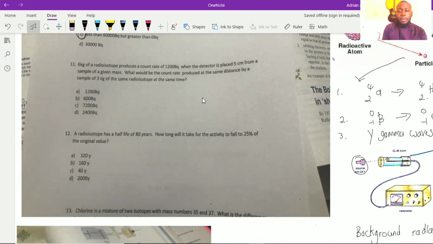All right, so let's start by illustrating what this question is asking. So that we have a 6 kilograms sample. Just draw a mass right here. And this 6 kilogram sample is placed 5 centimeters from the detector, but that isn't changed, so we don't need to take it into account. But it has a count rate of 1,200 becquerel. And they're saying, what would be the count rate if for the same radioisotope, same substance, instead of 6 kilograms, we had 3 kilograms?